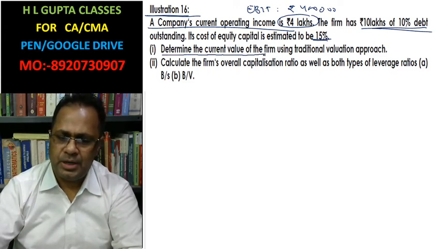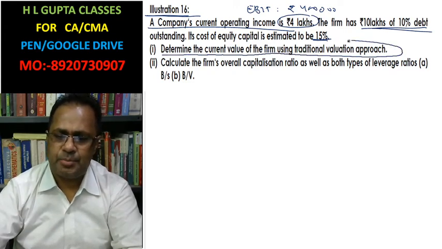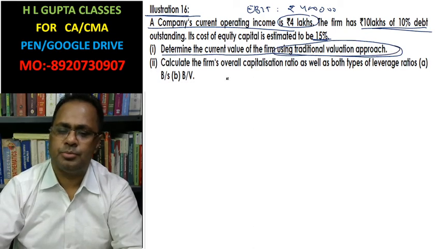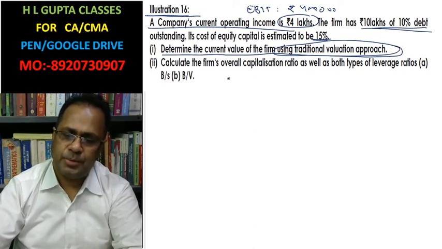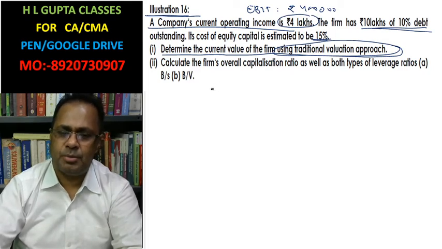Determine the current value of the firm using the traditional approach. So how will you calculate the traditional approach? First you have to find the value of the equity, and thereafter the value of the debt is already given. Adding these you will get the value of the firm.